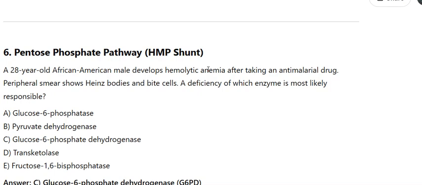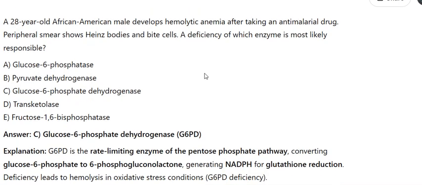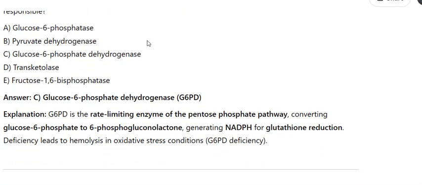Glucose 6-phosphate dehydrogenase, G6PD. Explanation: G6PD is the rate-limiting enzyme of the pentose phosphate pathway, converting glucose 6-phosphate to 6-phosphogluconolactone, generating NADPH for glutathione reduction. Deficiency leads to hemolysis under oxidative stress conditions, G6PD deficiency.